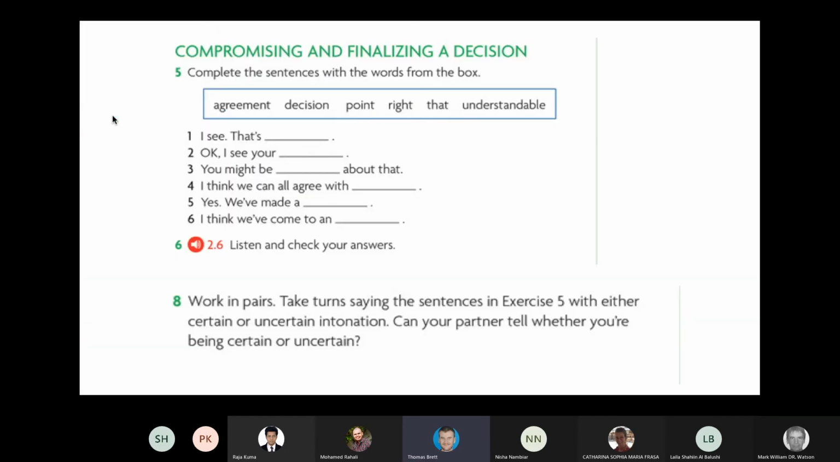And this is why my final point, this is why these little exercises that we find in Unlock, I find them so important, and yet we overlook them. We do overlook them. Here we can see some lexical expressions on compromising and finalizing a decision. So students are asked to fill in the gap, and we might get them to check their answers, and then we might shout out one or two of them to read out the phrase.